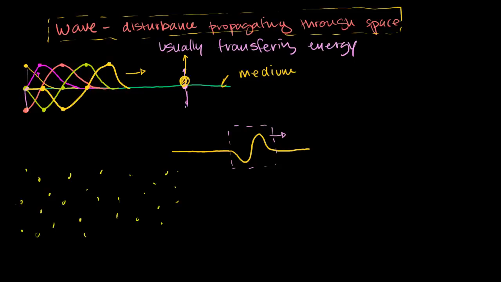So let me see if I can draw this. Let's say I had some type of surface here that just really quickly jolts, that just moves in that direction and then just comes back. So similar to what I did here, I go up and down, but instead of doing that, it just pushes the air and then pushes back.